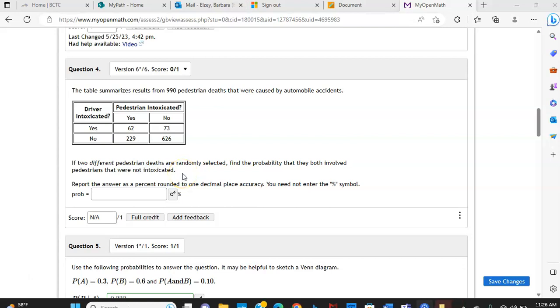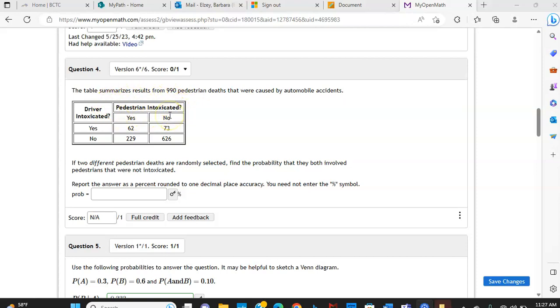Okay, so let's look at question 4. The table summarizes results from 990 pedestrian deaths that were caused by automobile accidents. And we have this table. If two different pedestrian deaths are randomly selected, let's find the probability that they both involved pedestrians that were not intoxicated. Now, if we look at the table, the question of whether or not they're intoxicated is right here.